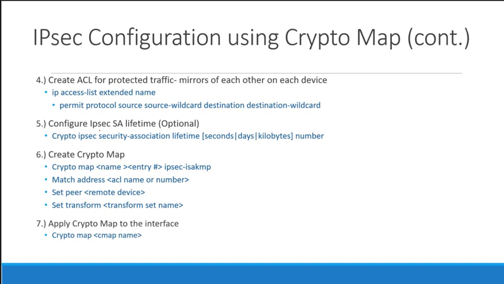So we use the crypto map keyword. And then we're going to match our address. In this case, we'll match our access list name. So match address and our access list name. We'll set our peer, which is the IP address of the remote device. And we'll set our transform set, which is just the name of the transform set that we configured in step 3. And then finally, we've got to apply our crypto map to the interface.